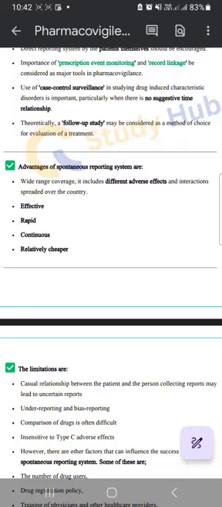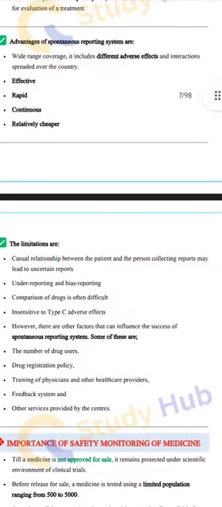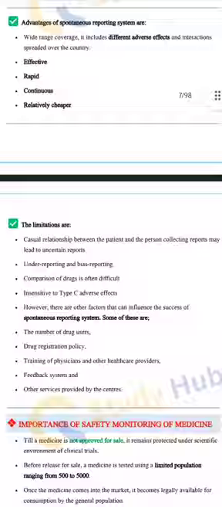These are the advantages. Then the limitations or disadvantages include the casual relationship between the patient and the person collecting reports, which may lead to uncertain reports. Then underreporting and wrongly reporting, that is known as bias reporting, and comparison of drugs is often difficult. It is very difficult to compare the drugs. It is insensitive to type C adverse effects.